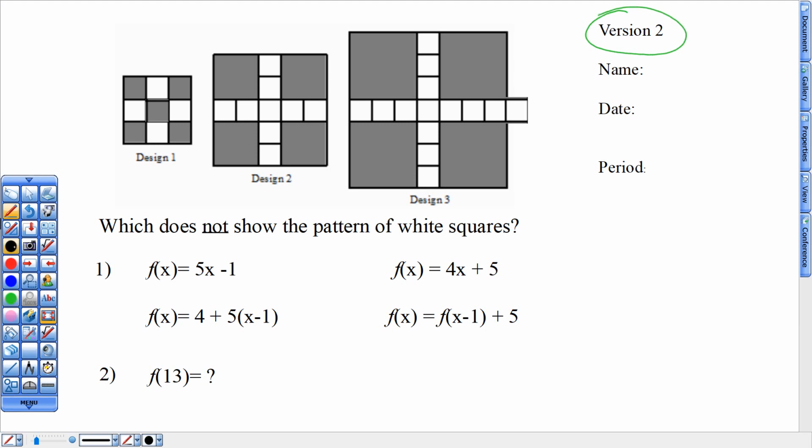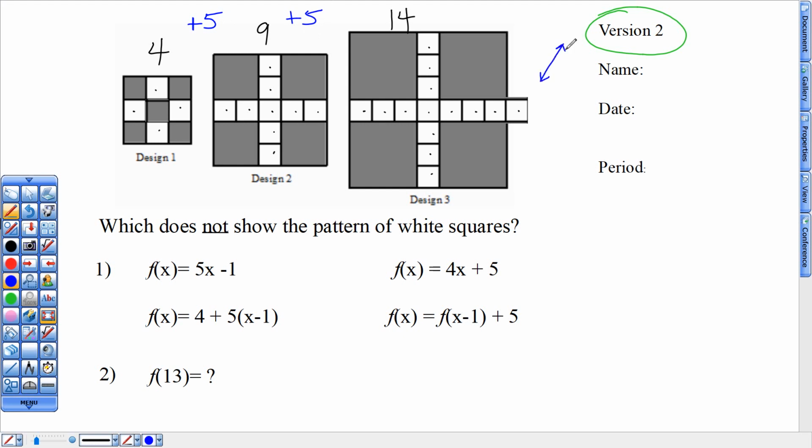Looking at design 1, I have 1, 2, 3, 4 white squares. Then 9 white squares. Then 14 white squares. Looks like this is clearly going up by 5, going up by that same 5. That makes this a linear, straight line kind of situation.